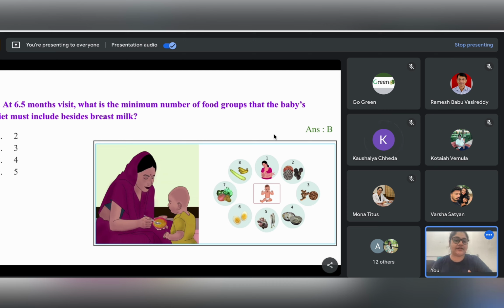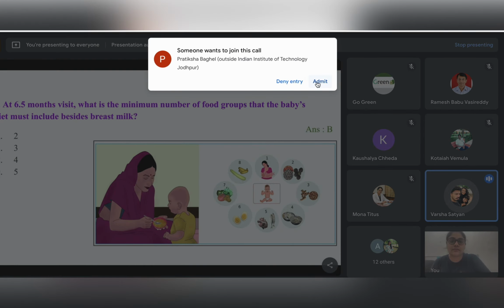No, ma'am. Right? So like every 4 days once the baby will be introduced to another food group along with the food group that was already introduced. Yes. Or is it going to be different?